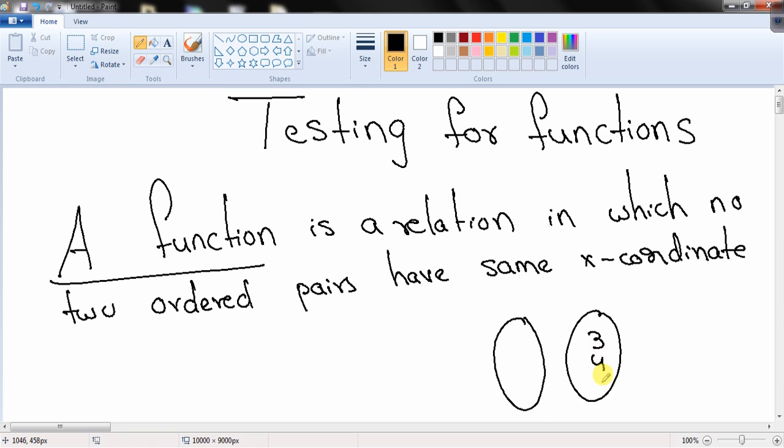Suppose if I have 3, 4, 5 in here, so 1 is also mapped to 3, 4 is also mapped to 1, 5 is also mapped to 1, that cannot happen. So this is not a function. A function is a relation in which no two ordered pairs can have the same x coordinate.